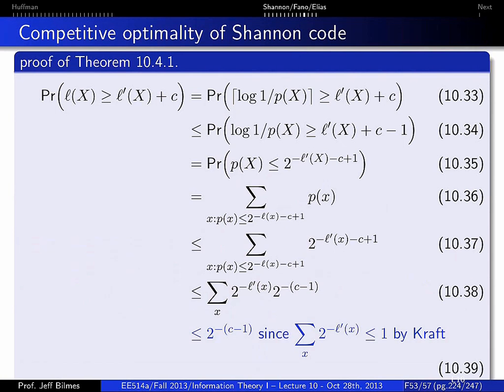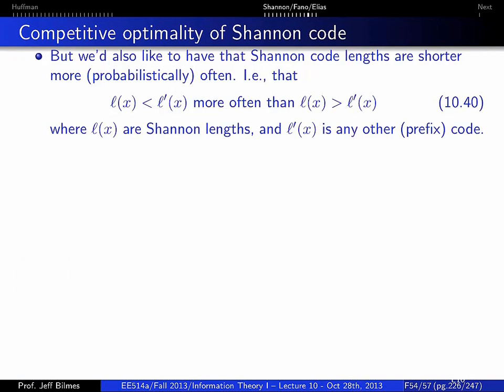And this whole thing, the 2 to the negative c minus 1, is a constant, and we're summing over x of 2 to the negative l of x, and we're assuming that it's uniquely decodable, and therefore this is going to be less than or equal to 1. So we get the whole thing is less than 2 to the negative c minus 1, which is where we get the result of the theorem. So the whole exponential decay in c. So we're essentially done.